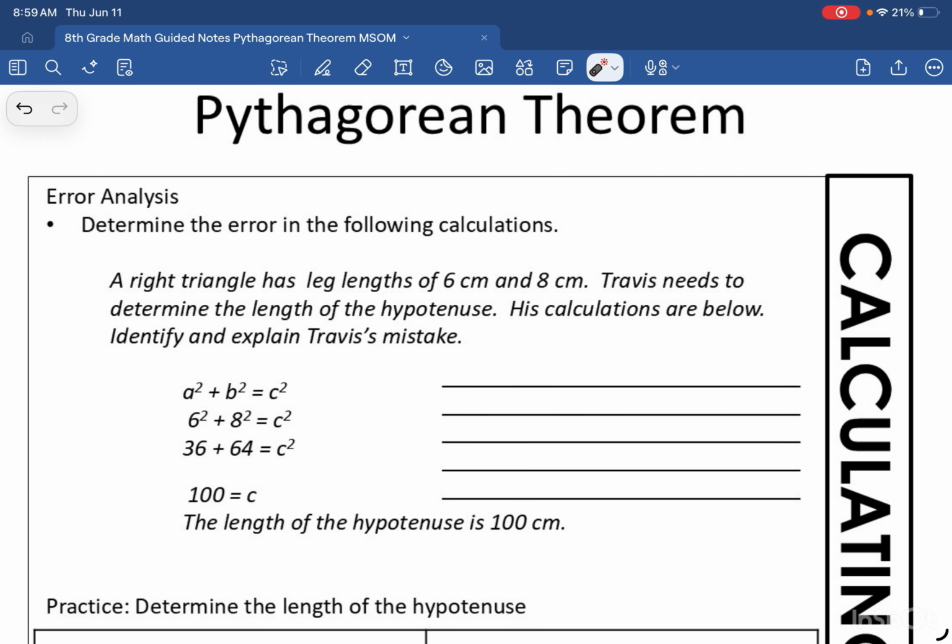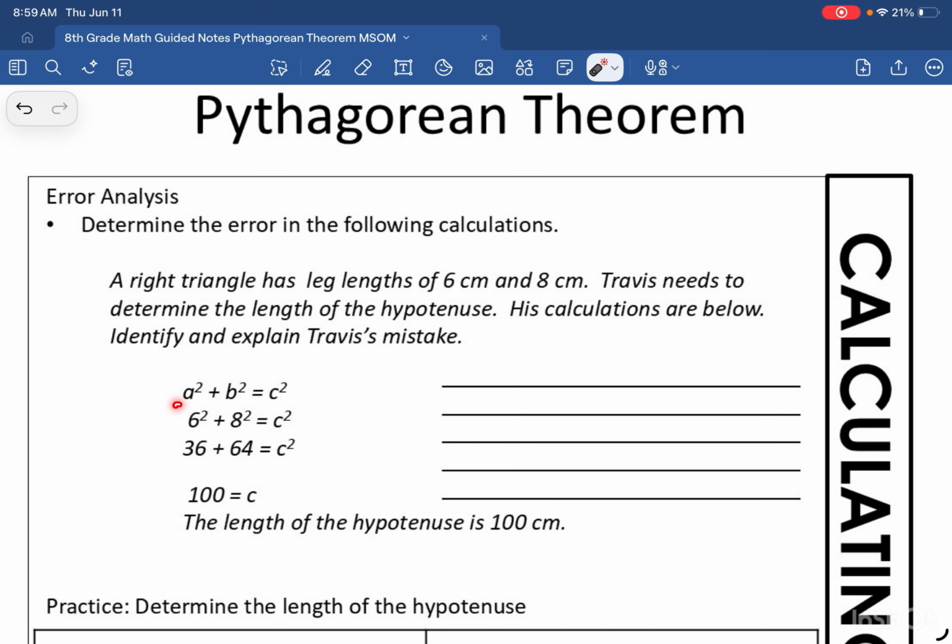Error analysis. Determine the error in the following calculations. A right triangle has leg lengths of 6 centimeters and 8 centimeters. Travis needs to determine the length of the hypotenuse. His calculations are below. Identify and explain Travis's mistake.